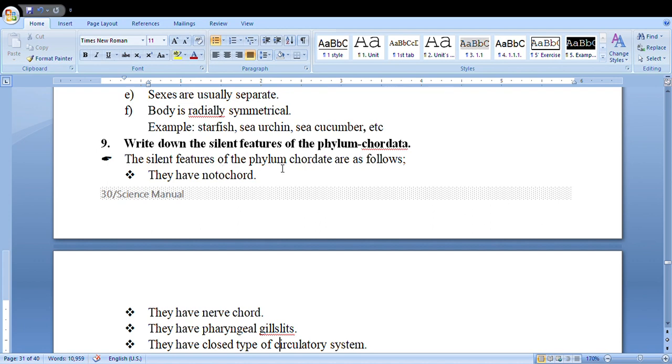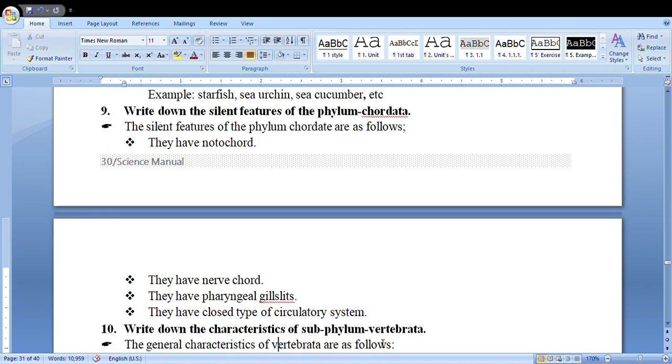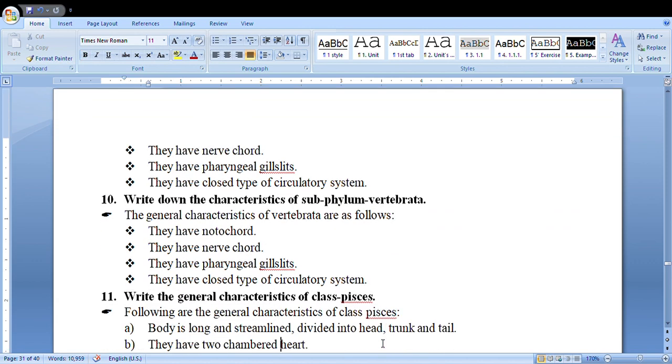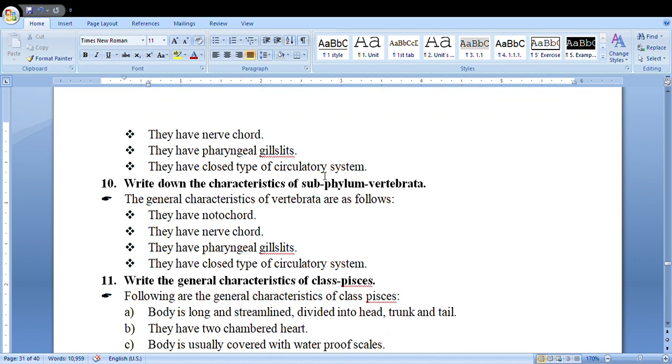Phylum Chordata. Salient features of phylum Chordata are they have notochord, they have nerve cord, they have pharyngeal gill slits, they have closed type of circulatory system. Closed type of circulatory system means blood flows inside blood vessels. And similarly subphylum Vertebrata under the phylum Chordata also have the same features like Chordata. Notochord, nerve cord, pharyngeal gill slits, and closed type of circulatory system are present.